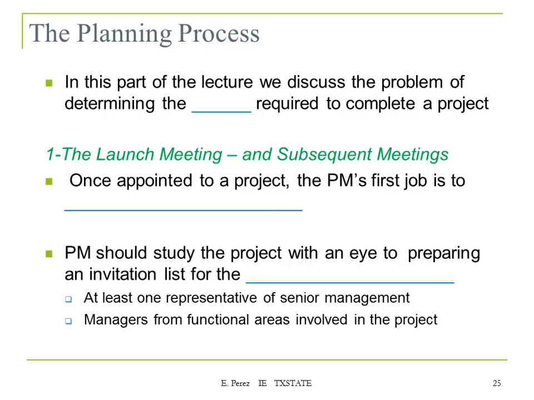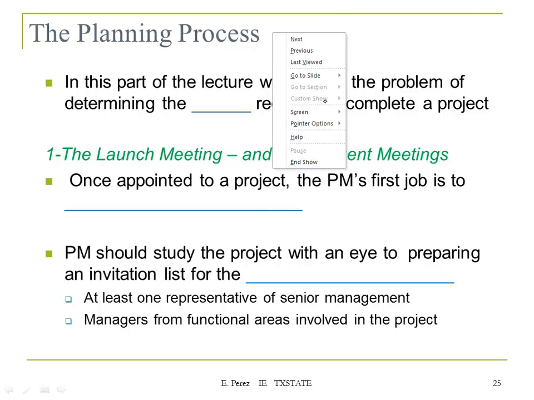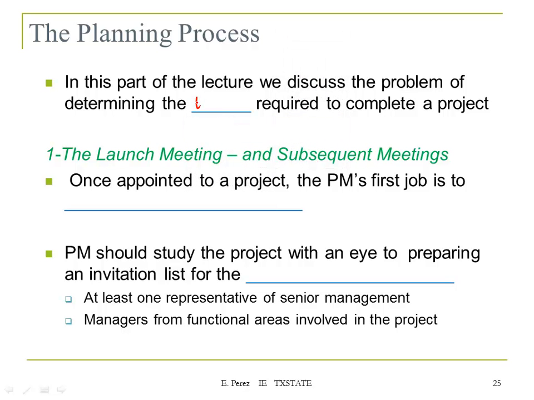In this part of the lecture, we discuss the problem of determining the tasks required to complete the project. And also we're going to discuss some tools that you can use to plan the actual project. The first thing that you have to do is to launch a meeting. This is a startup meeting, and in this meeting you're going to be stating the objectives of the project, and you're going to be doing some brainstorming to see how you can split the work among the people who are going to be working with you in this project. So you're going to have a launching meeting, and also some extra meetings afterwards to follow up on the project.